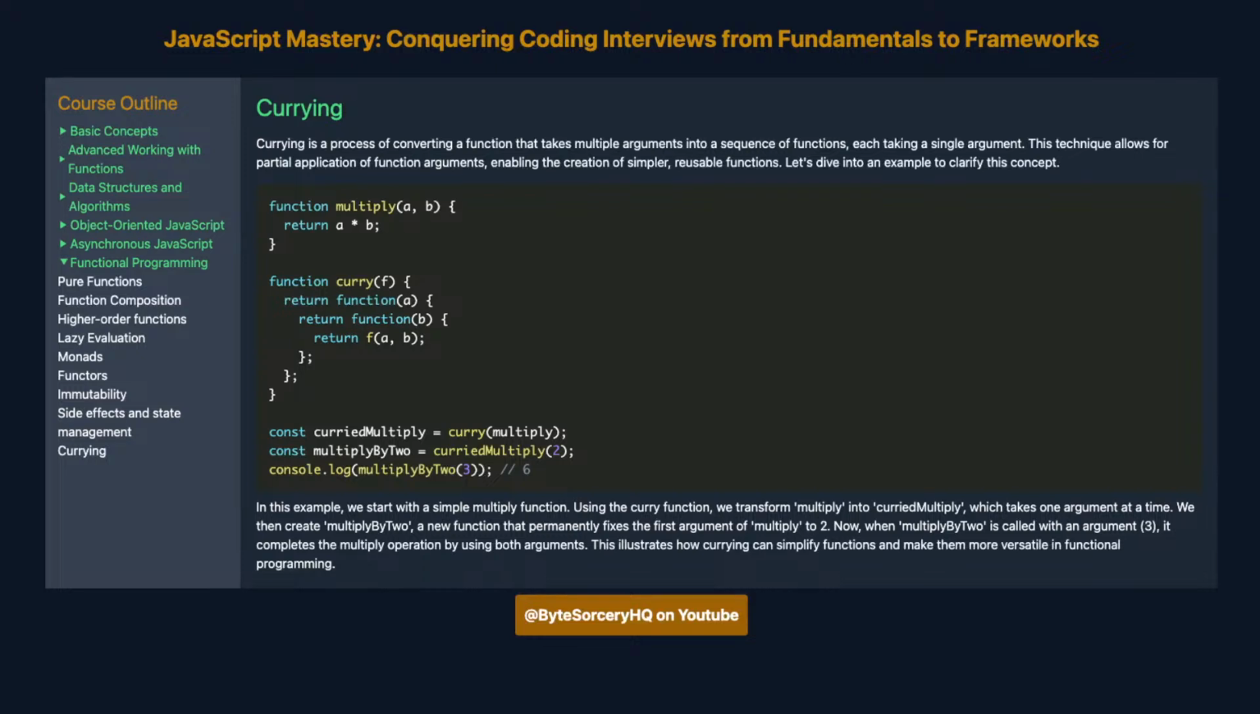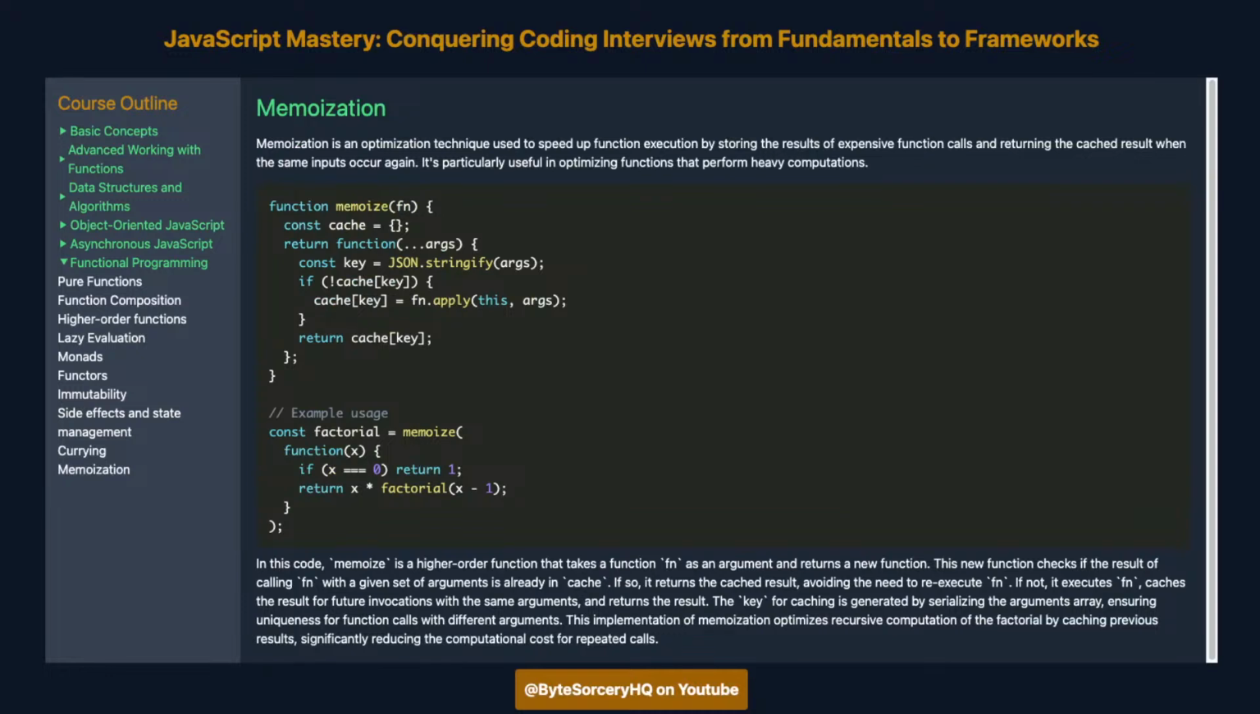In this example, we start with a simple multiply function. Using the curry function, we transform multiply into curriedMultiply, which takes one argument at a time. We then create multiplyBy2, a new function that permanently fixes the first argument of multiply to 2. Now, when multiplyBy2 is called with an argument 3, it completes the multiply operation by using both arguments. This illustrates how currying can simplify functions and make them more versatile in functional programming.